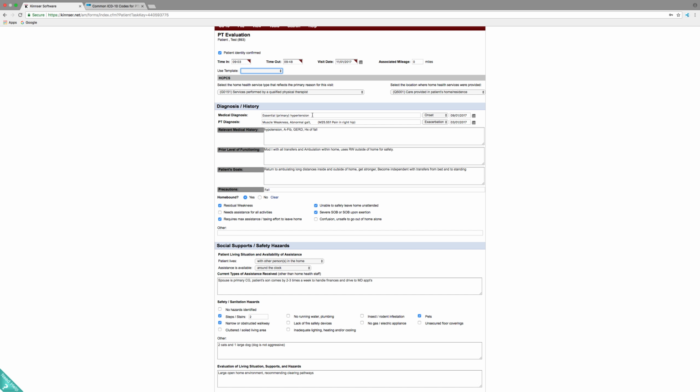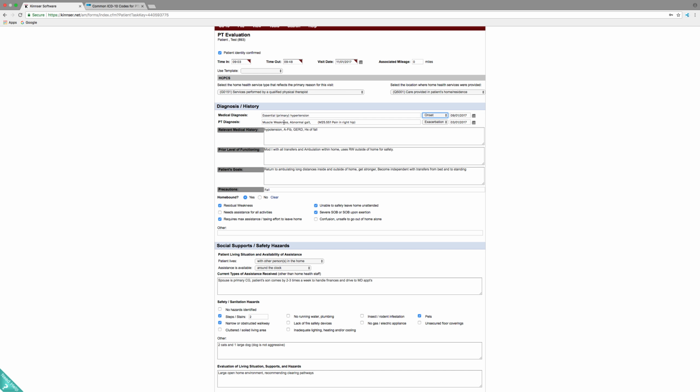But it's always a good idea that if we know what the medical diagnosis is from the agency, sometimes they give this to us when they submit the referral to us, to go ahead and put that medical diagnosis on and either the onset or exacerbation of it, and then the date in which we received the referral or the date in which the diagnosis was met.